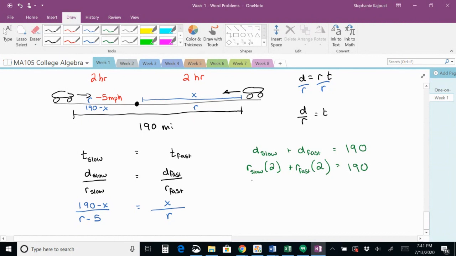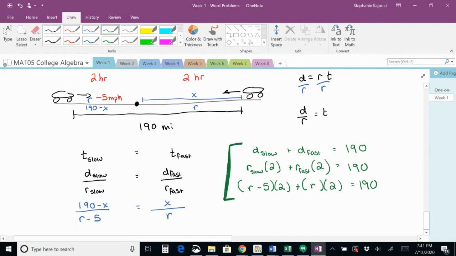And then based off of my rates, which I had as r minus 5, so the slow is r minus 5 times 2 plus r times 2 equals 190. And now you have something that you can solve. So, setting up this way, instead of setting them equal to each other, is actually a little bit easier.